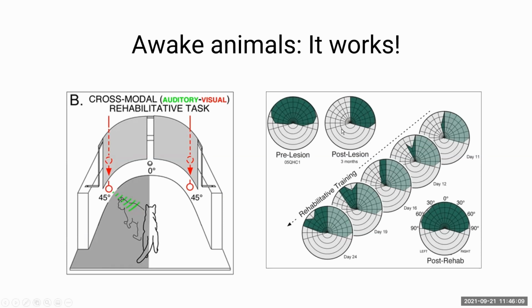So we wait 3 months to make sure it's stable. Like I said, some of these cases spontaneously resolve in human populations, so we want to make sure we have a stable defect here. So we wait 3 months, and then we start doing this training.